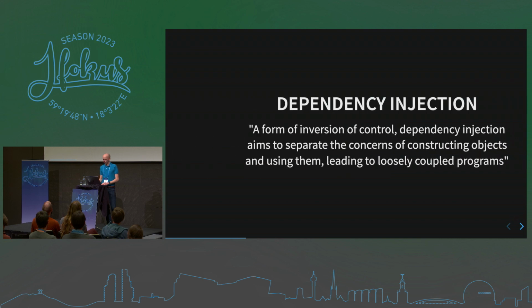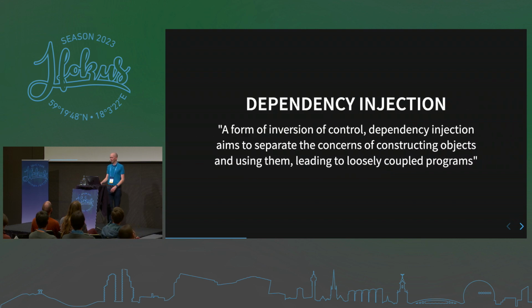All right. So what is dependency injection? I thought I'd talk a little bit about that before we get into the architecture. This is one of the first lines on Wikipedia I found about dependency injection, but I think it's really good. It's a form of inversion of control. Dependency injection aims to separate the concerns of constructing objects and using them, leading to loosely coupled objects.